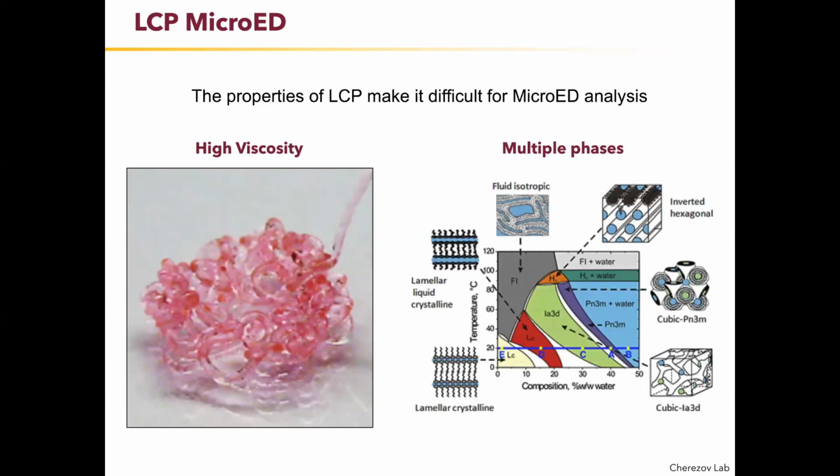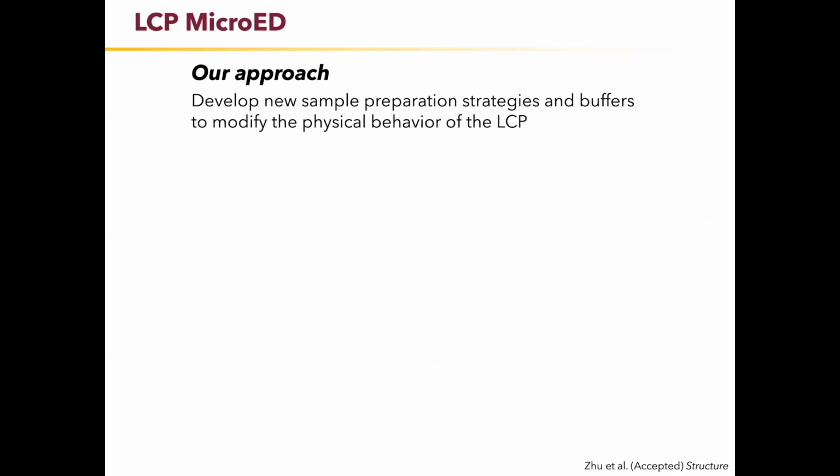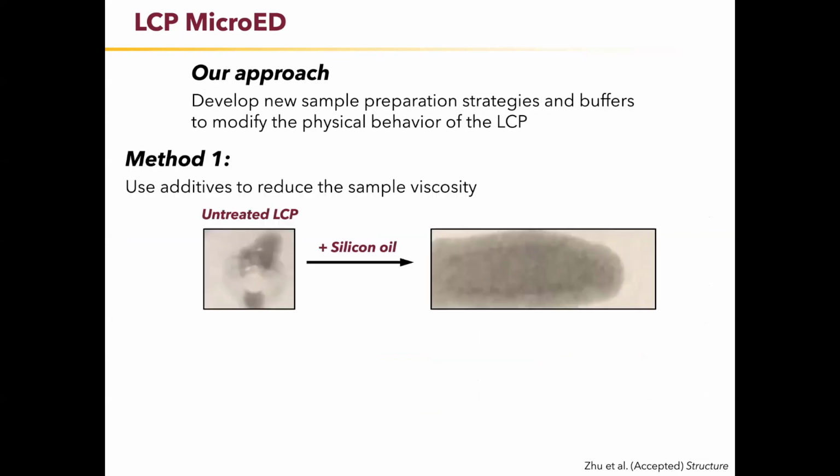So, sorry, there's another slide there. Our approach to handle LCP, because we need to get rid of the excess material, is to look at different sample preparation strategies for how to modify the behavior of the LCP. We came up with two methods. One is to use additives to reduce the viscosity. So you add different things. As you can see here, this untreated LCP, it's hard to see this picture, but basically on the filter paper, it just stays a big blob. It doesn't do anything. However, when you treat it, for example, with this silicone oil, you can see that this LCP, once you put it on the filter paper, blots away.